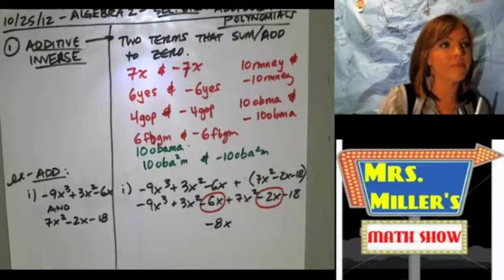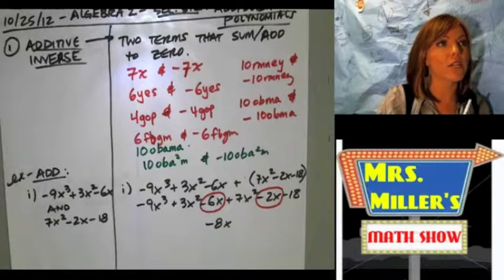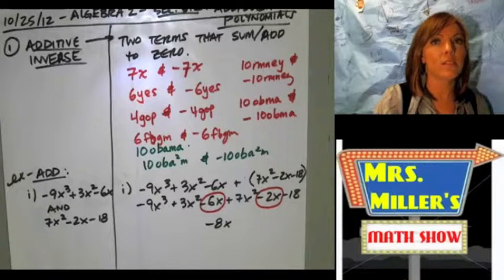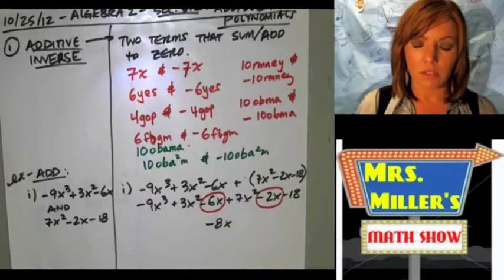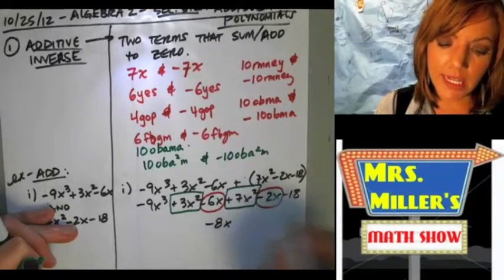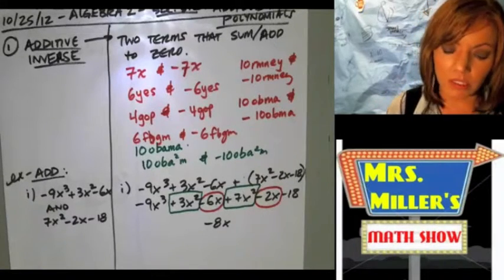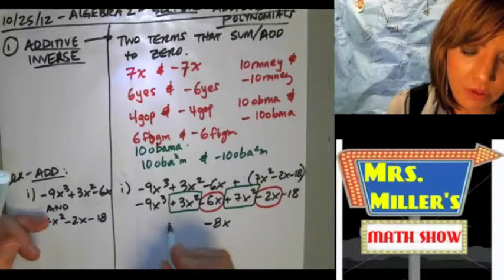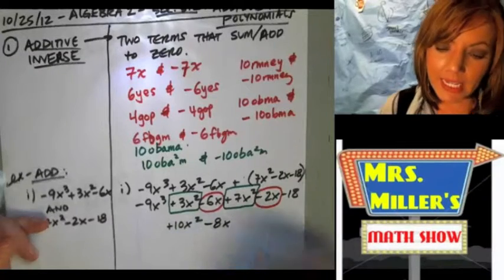What do we think? Any other like terms here that we can combine? Liz? Okay, the 3x squared and 7x. Excellent. And those combine to make how many x squareds? 10x squared. Everybody give it up for Liz.